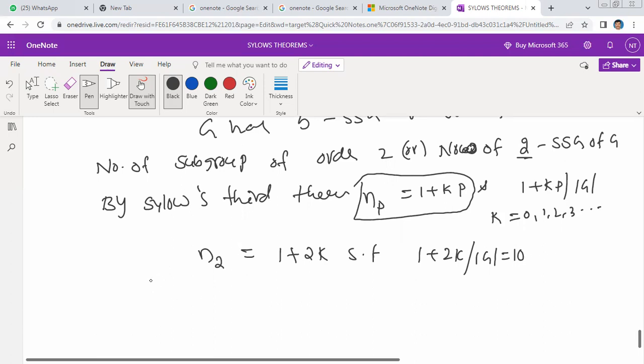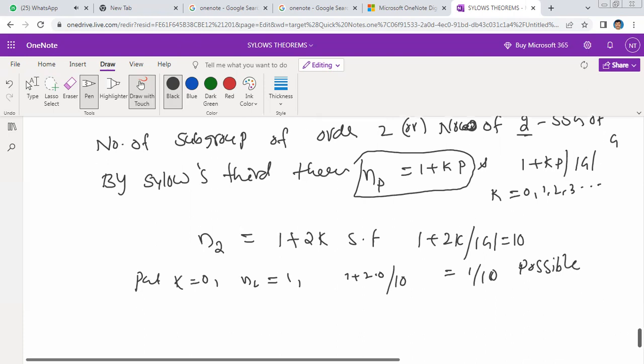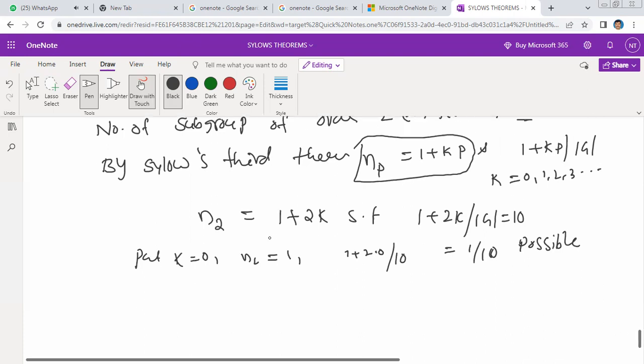Put K is equal to 0. What happens? N2 is equal to 1, 1 is equal to 1. 1 plus 2K means 1 plus 2 into 0. Does it divide 10? Yes, 1 divides 10. It is true, possible. K is equal to 0 is possible.